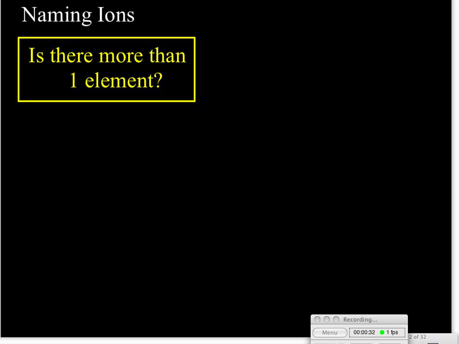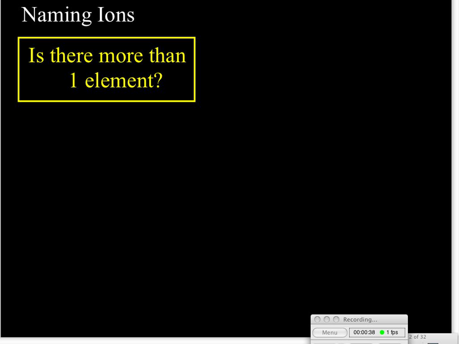Then I'll give some examples of that, and then at the end of this video there will be some practice problems for you to work on, and at that point you can pause the video and see how you're doing on this subject. The first thing you should do when you first look at a symbol of an ion is to ask yourself, is there more than one element in that ion?